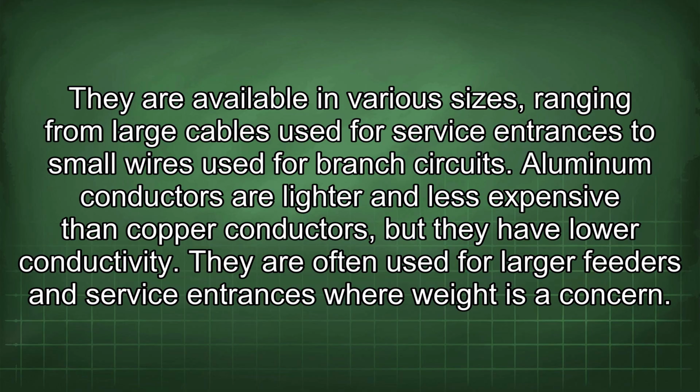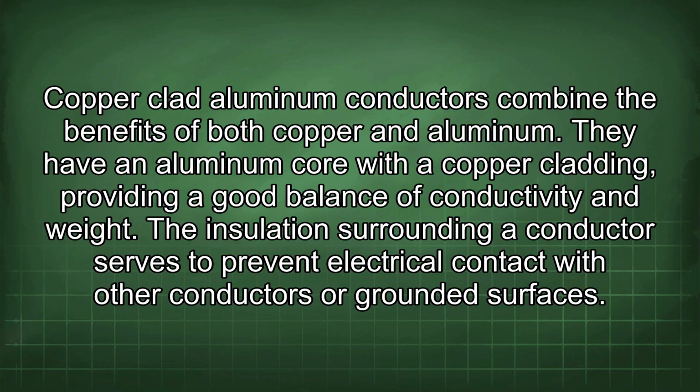They are available in various sizes, ranging from large cables used for service entrances to small wires used for branch circuits. Aluminum conductors are lighter and less expensive than copper conductors, but they have lower conductivity. They are often used for larger feeders and service entrances where weight is a concern. Copper-clad aluminum conductors combine the benefits of both copper and aluminum.